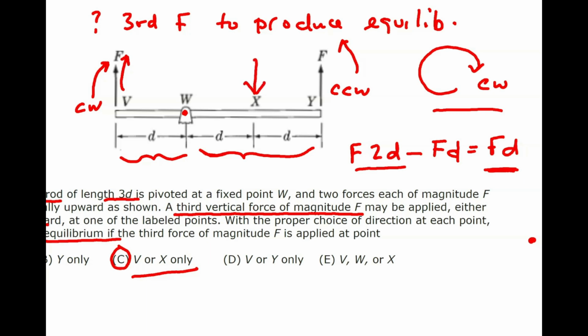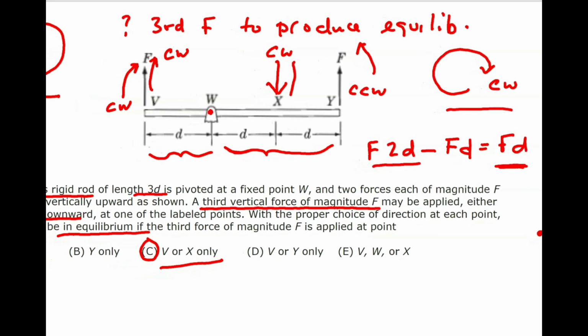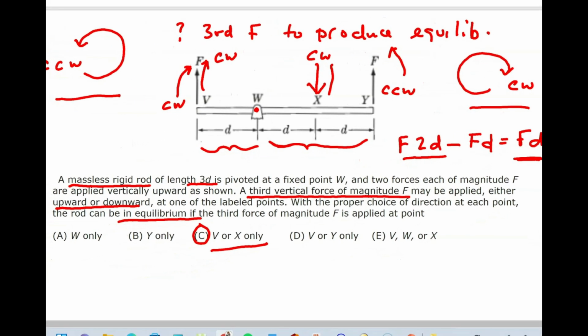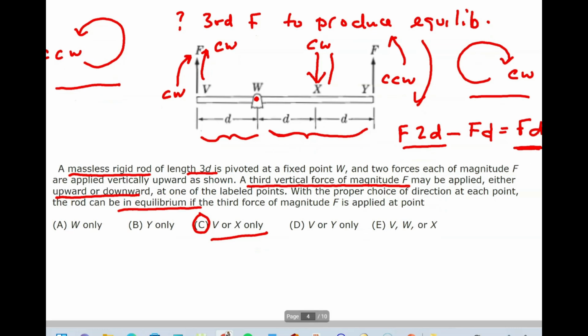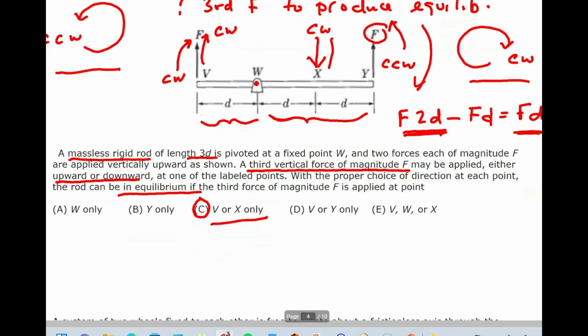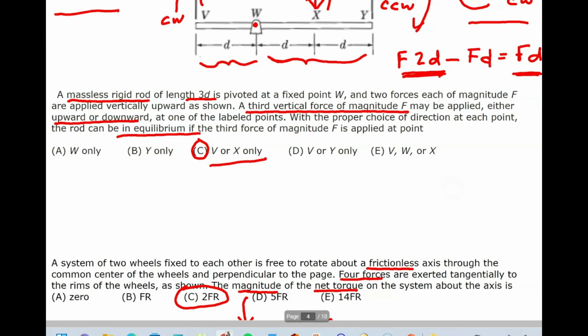This is a clockwise, a negative torque. Now this one is clockwise also, because it would cause the rod to rotate this way. So the answer is you could put it at V or you could put it at X. You could put one going up at V or one going down at X, and you can counteract that big torque at the end, the torque of 2FD, or F times 2D.